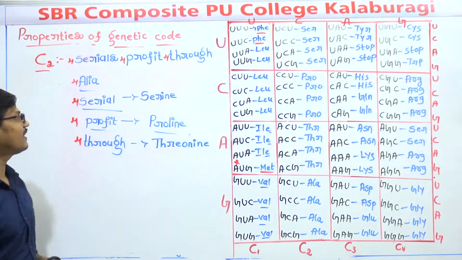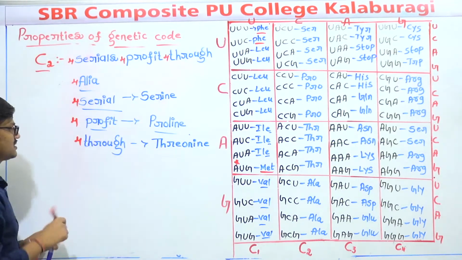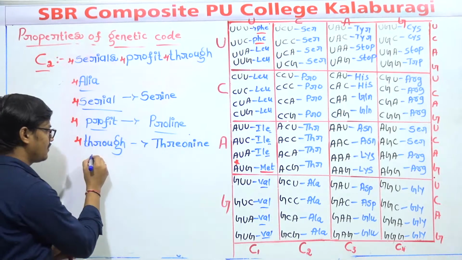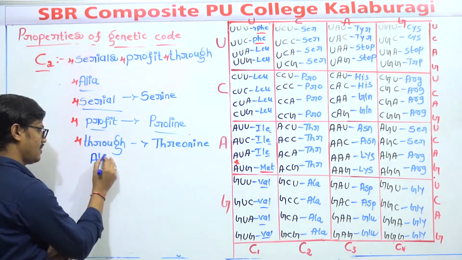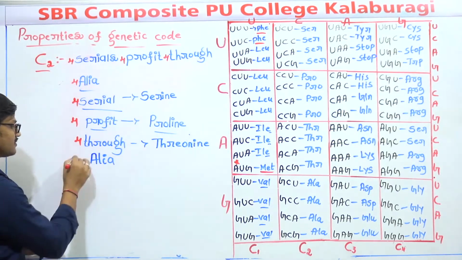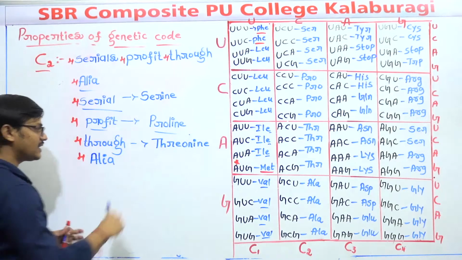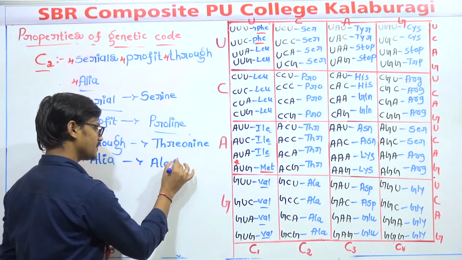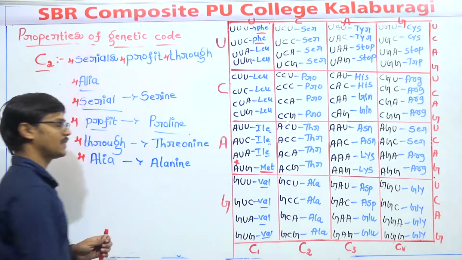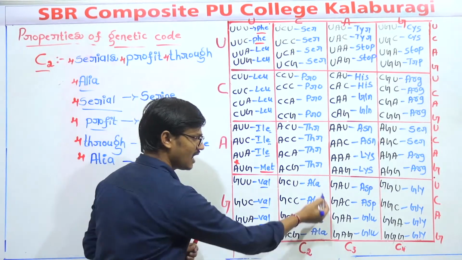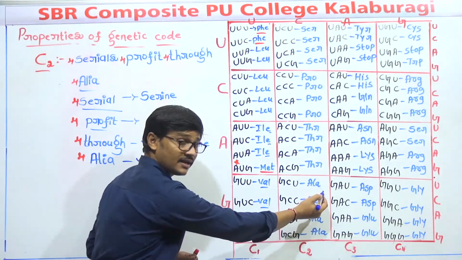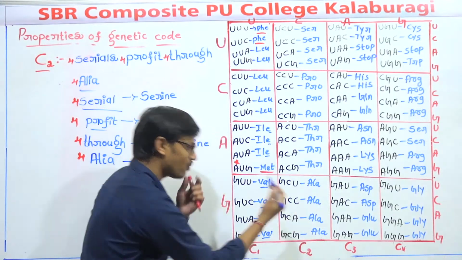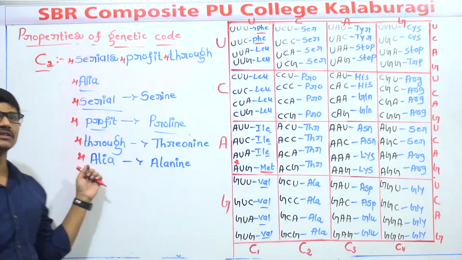And finally is Ala. Again, same 4. And here Ala stands for alanine. Okay, see here, alanine. How many codons are there for alanine? 1, 2, 3, 4. So that's what here I have written, 4.